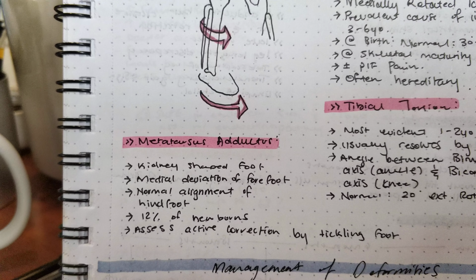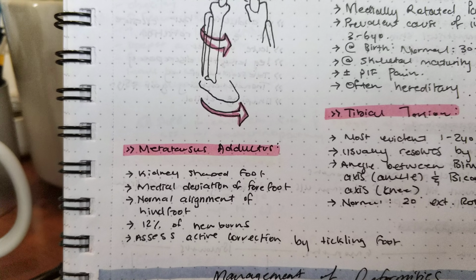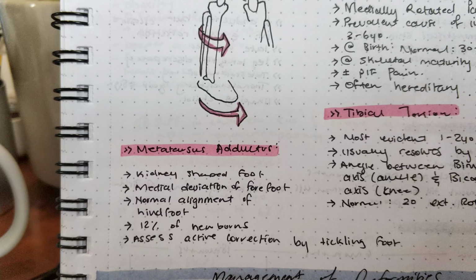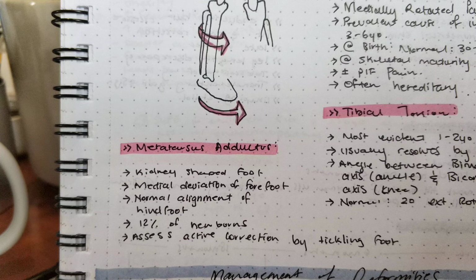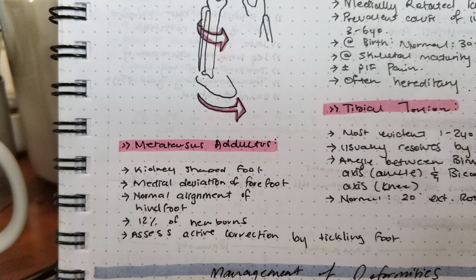Under metatarsus adductus, this basically means that the foot is kidney-shaped. There is a medial deviation of the forefoot, while there is a normal alignment of the hindfoot. The prevalence is 12% among all newborns, and it is important to assess active correction by tickling the foot.